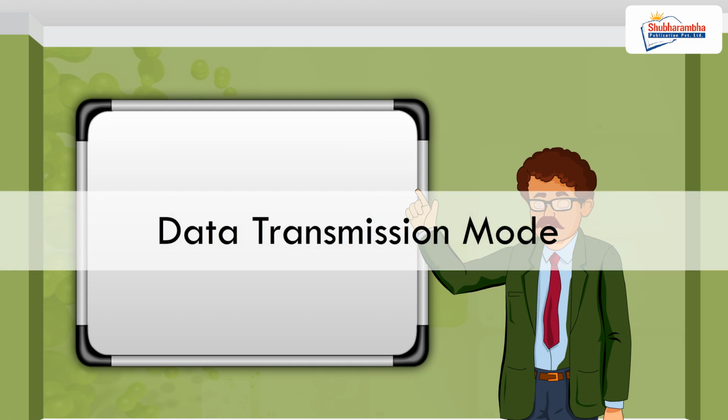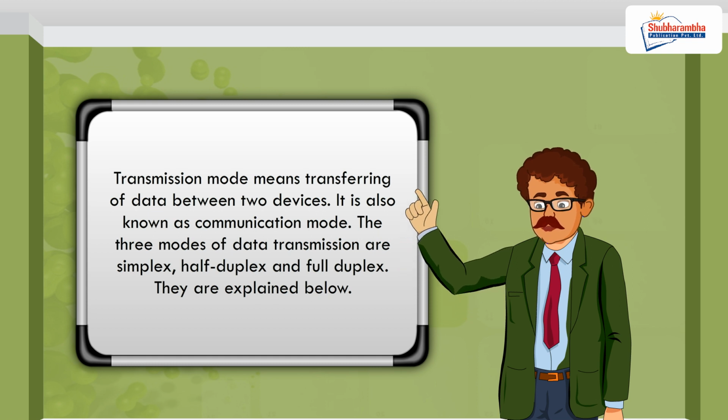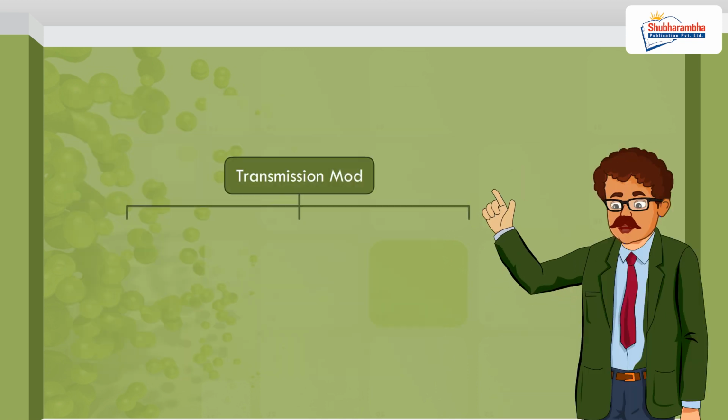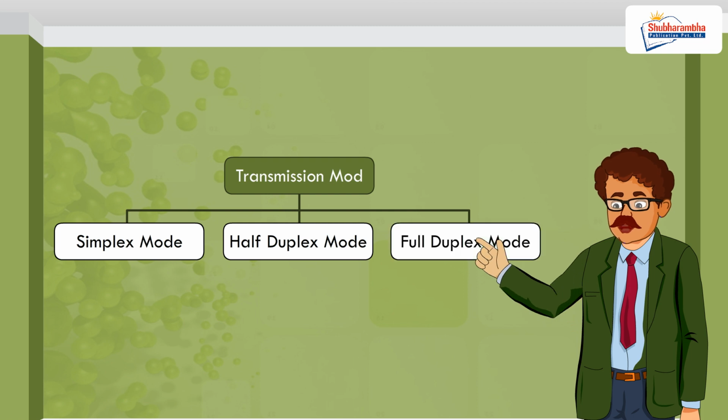Data transmission mode. Transmission mode means transferring data between two devices. It is also known as a communication mode. The three modes of data transmission are simplex, half-duplex and full duplex. They are explained below. Transmission mode. Simplex mode. Half-duplex mode. Full duplex mode.